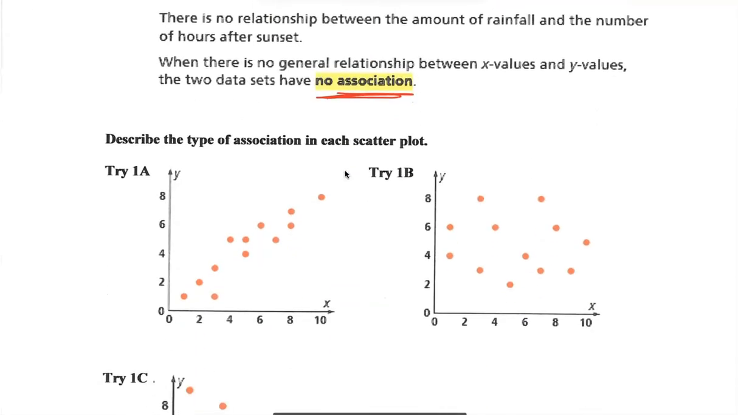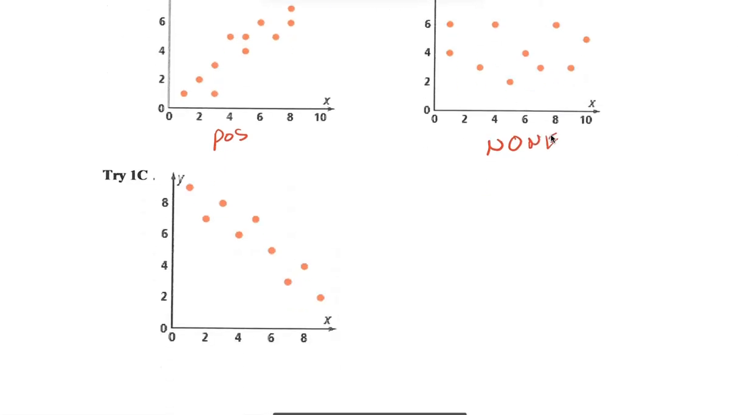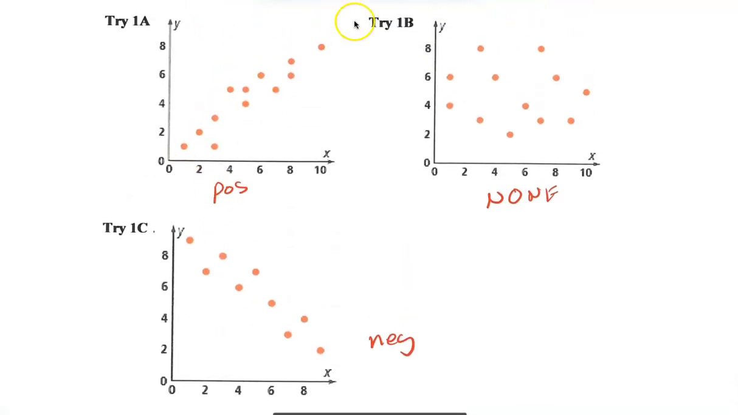So anyway, let's do a quick example, right? If I was to ask you what type of association this would be, I would say this is a positive association. This one, see, it's all scattered all over the place. I'll say no association, or none. And then here you can see it's like a negative association. So that's how you tell what type of association it is. Is it increasing? Is it decreasing? Is it all over the place?